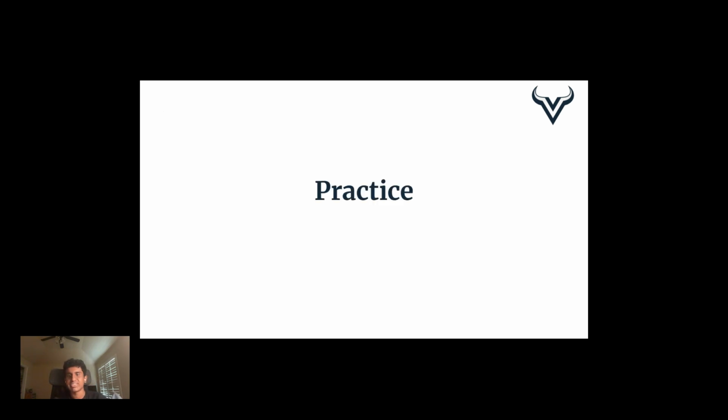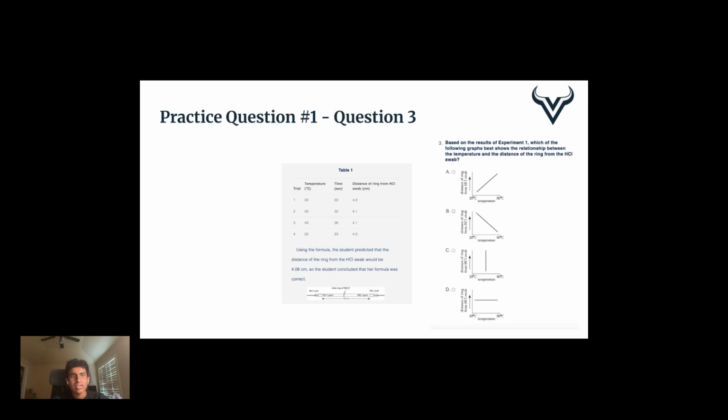So let's do some practice now. Take about 10 seconds to try and understand this question. Okay, so let's answer it now. Question 3: based on the results of experiment 1, which of the following graphs best shows the relationship between the temperature and the distance of the ring from the HCl swab?